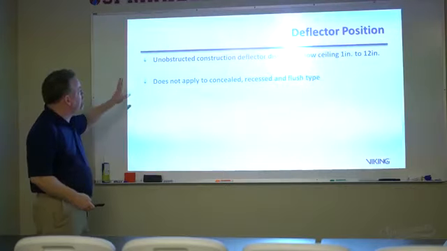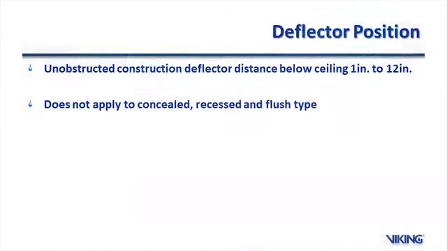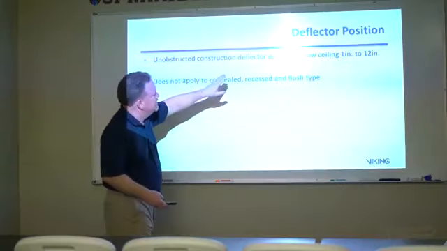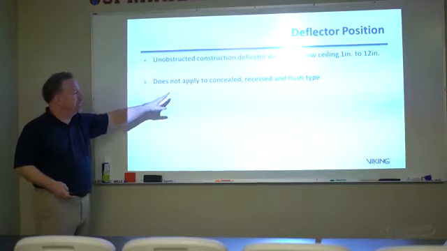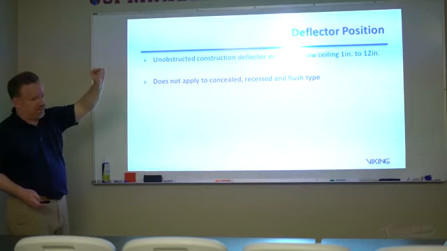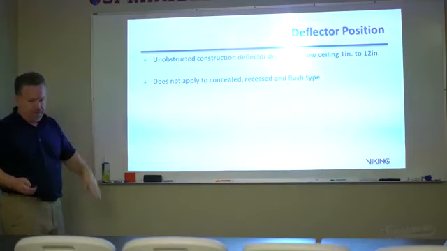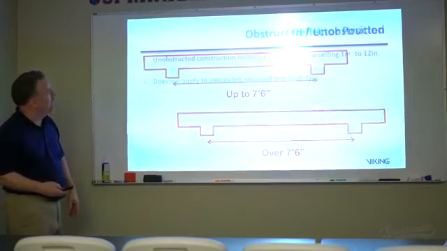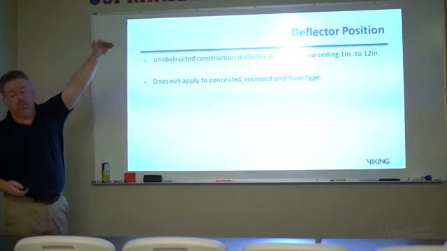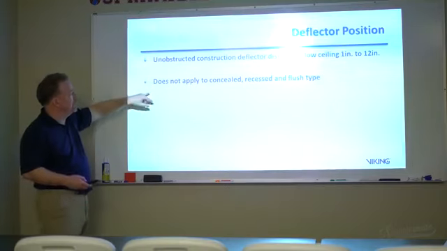Okay. Deflector position, unobstructed construction, 1 to 12 inches. Unobstructed, 1 to 12 inches below the ceiling. Doesn't apply to concealed and recessed or flush type sprinklers. So the unobstructed deflector distance below the ceiling is 1 to 12. Obviously, with our concealed and recessed and flush types, they're in the ceiling, so that 1 inch to 12 inch doesn't apply. So unobstructed construction, flat smooth ceiling, 1 to 12 inches below that.